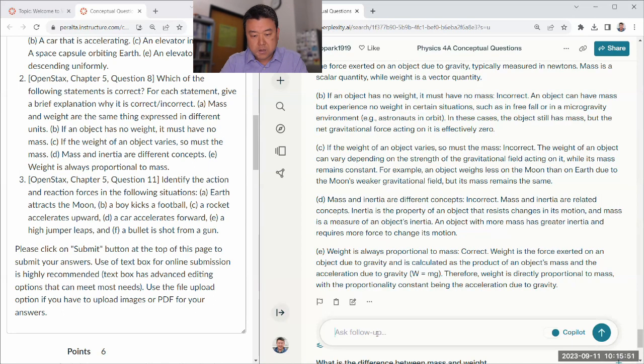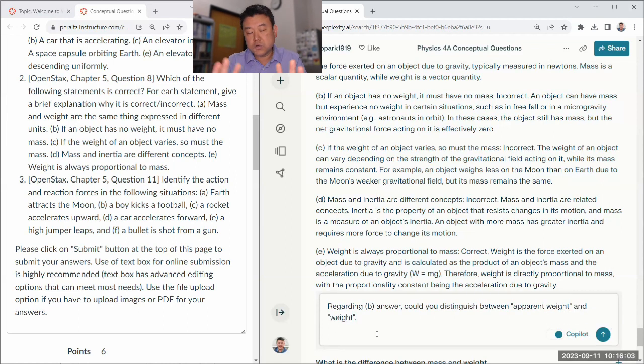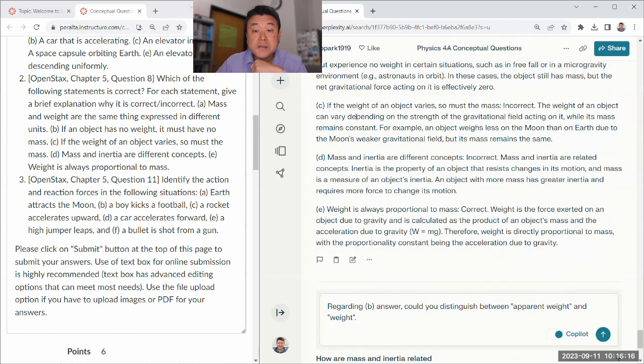So I'll ask regarding the answer, could you distinguish between apparent weight and weight? Those two words are two different things. The answer here would be correct if wherever it says weight, you refer to apparent weight. Okay, let me do C, D, E before I ask that. See if the weight of an object varies, so must the mass?